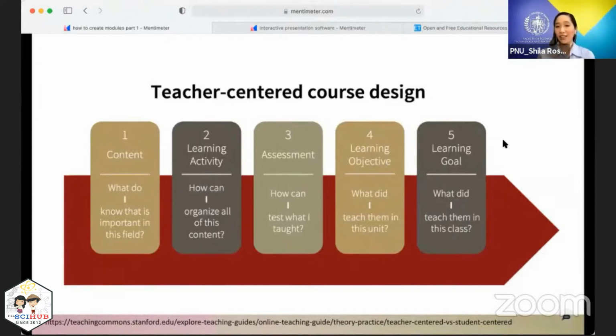What did I teach them in this unit? And then what did I teach them in this class? So this is a teacher-centered course design. When you plan your lessons like this, you are exhibiting teacher-centeredness, because you are prioritizing what you know and what you want to share with your students.